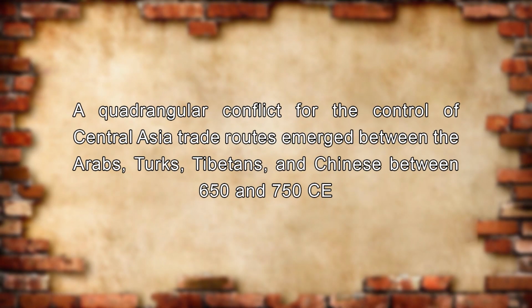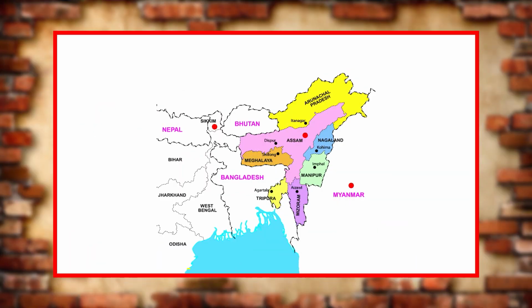In parallel, a quadrangular conflict for the control of Central Asian trade routes emerged between the Arabs, Turks, Tibetans, and Chinese between 650 and 750 CE. The merchants looked for and developed alternate trade routes through Assam, Sikkim, and Burma due to the turbulent conditions on the route through northwest India and Central Asia.